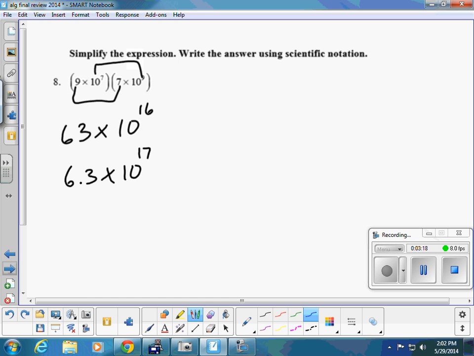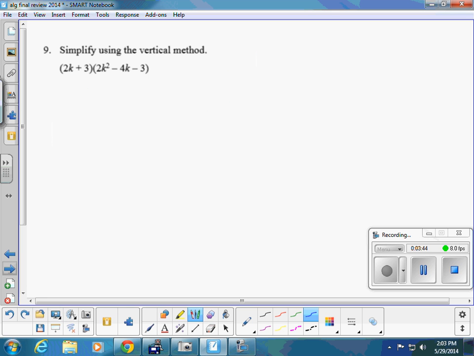Number 8 is a multiplication question. What I've done is I've multiplied 9 times 7 to get 63, and then I multiplied 10 to the 7th times 10 to the 9th, and when you do that, you get 10 to the 7 plus 9, so that's where the 16 comes from. And then we have to put it in scientific notation, so we put the decimal point, but you have to increase the power by 1 to have it in proper form.